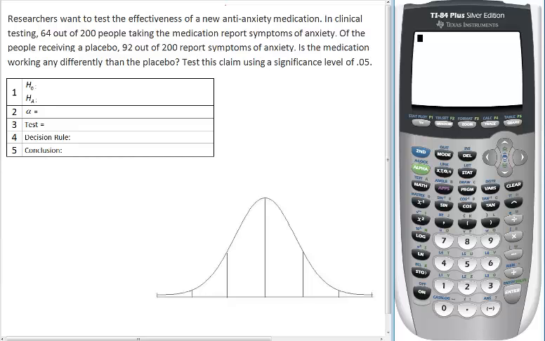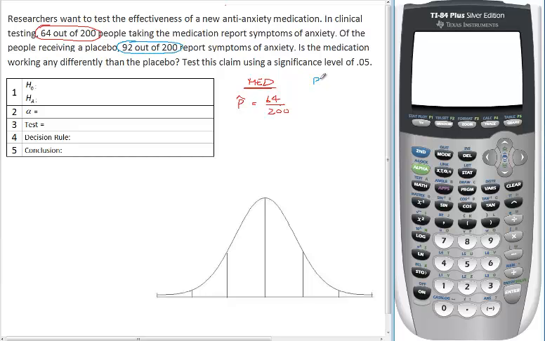Alright, now, first of all, what type of problem is this? Well, you should recognize we weren't given any means or standard deviations. We're only given proportions. Look, here's a proportion: 64 out of 200, that's the medicated group. So in the medicated group, I have a p hat, which is the proportion of a sample, 64 out of 200. And if I look at the second one, I see 92 out of 200.